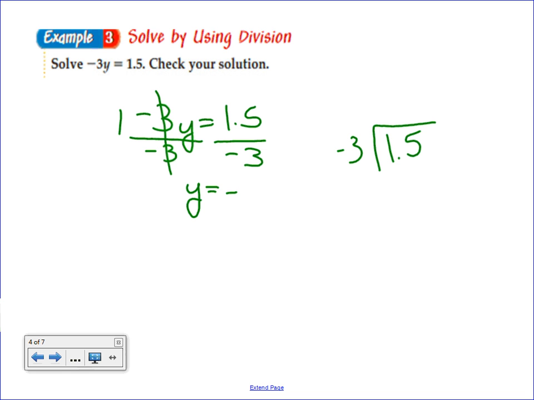So, negative 3 into 15, well, I put up a 0, put the decimal, put a 0. Negative 3 doesn't go into 1, but it does go into 15. It goes in 5. So my answer is negative 0.5.